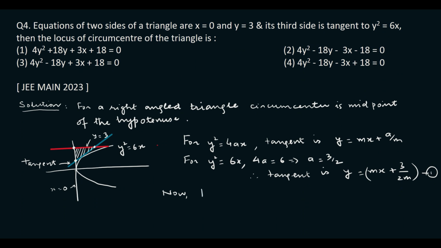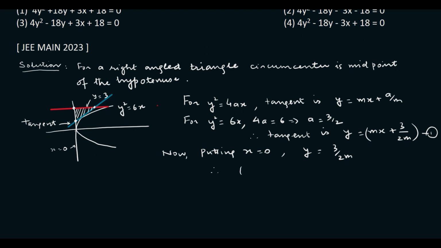Now what we do is we find the intersection of this tangent with the x equal to 0 and y equal to 3 lines. By putting x equal to 0, you get y equal to 3 by 2m. So this is the point of intersection, which is (0, 3 by 2m). It is one of the vertices of the triangle.